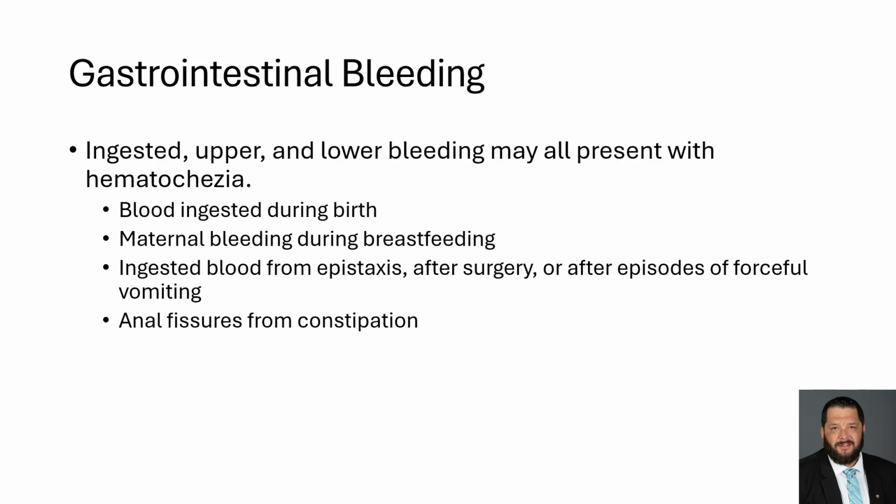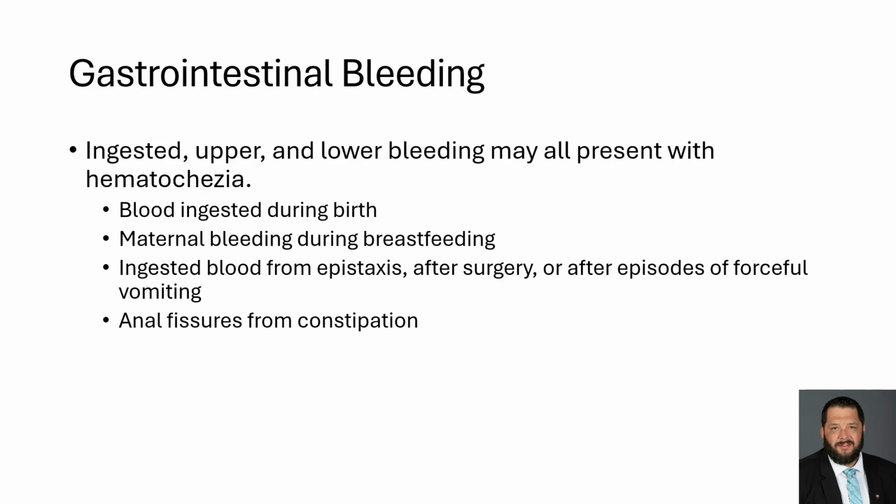GI bleeding, or gastrointestinal bleeding, if it's in the upper digestive system and it moves through the digestive system, you may see things like coffee ground colored emesis, or if it's in the lower GI system, you may see things like dark or tarry stools. It's not uncommon that blood is ingested during the childbirthing process, so in the first or second or few stools after childbirth, you may see some digested blood material.